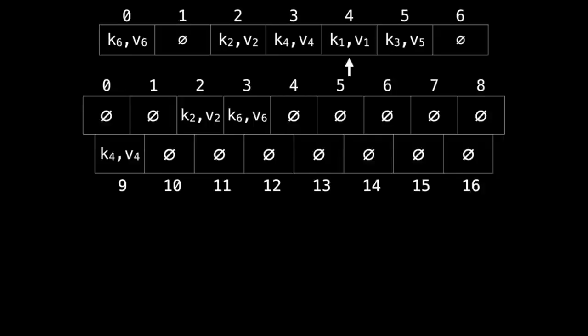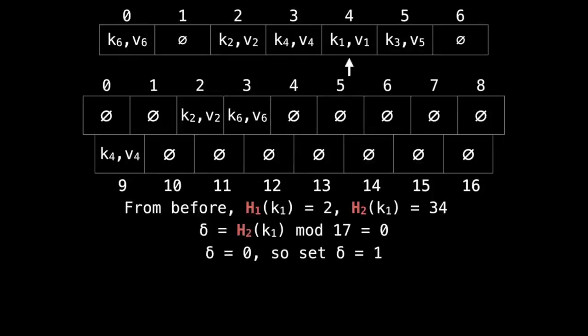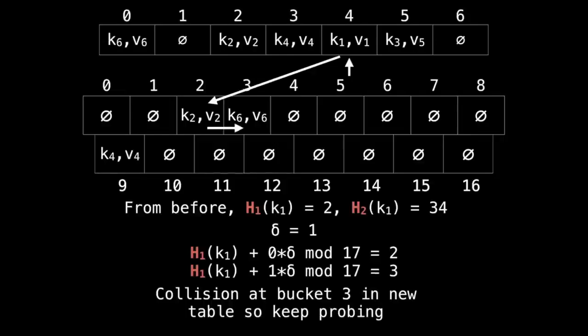Next one, insert k1. Suppose h1 of k1 is 2 and h2 of k1 is 34. Then compute delta, and that gives us 0. So when delta is 0, set it to be 1. So now h1 of k1 plus 0 times delta gives us 2. So there's a collision there, so we need to keep probing.